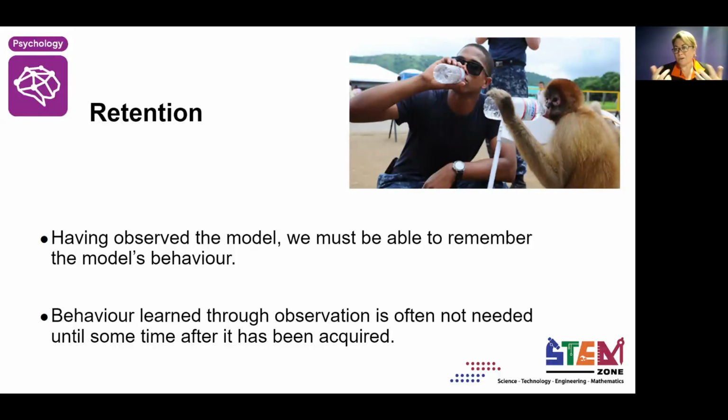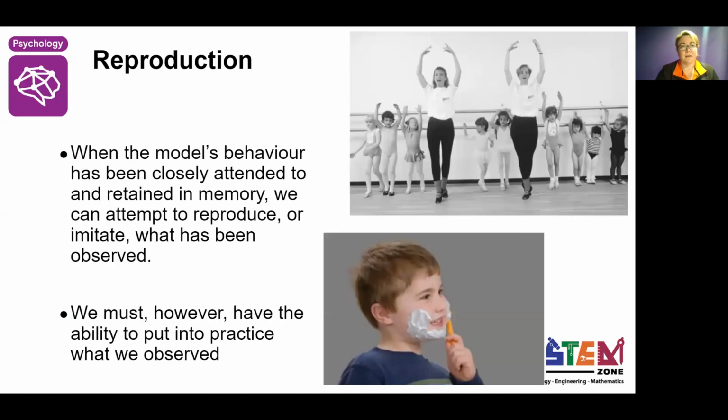Sometimes that behavior, if you're watching the soccer match, let's stick with that example, you're not going to be able to reproduce those moves that he was making on the field right then and there. So you have to have some sort of memory associated with it. So retention. Reproduction, you have to have the facilities to be able to do it. If you're in a wheelchair, for example, being able to reproduce that soccer player's moves and behavior is not going to happen. So you have to have the actual abilities to put into practice what you have observed.